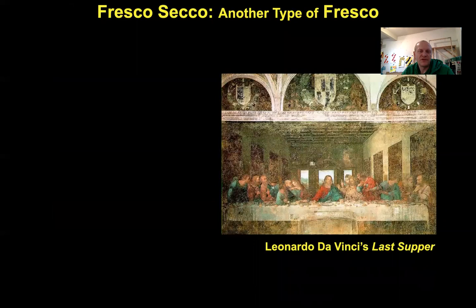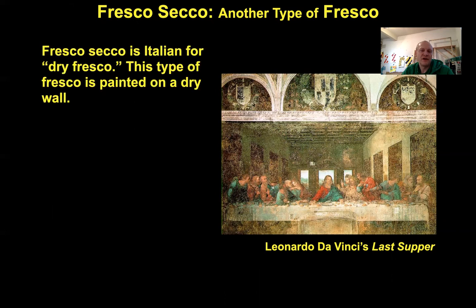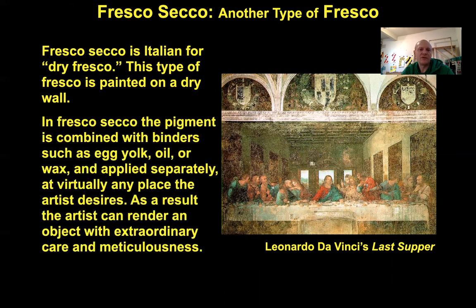Just to mention another type, because we've got this other famous painting, right? Fresco secco. What's going on here is that you've got dry fresco. So you've got dry plaster already on the wall. It's not wet, and we know we want it to be wet. And then essentially it's painted on top, right? So the pigment is not mixed into the plaster. The painting is on the wall, not a part of the wall.